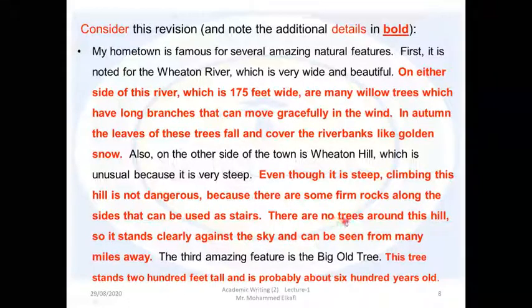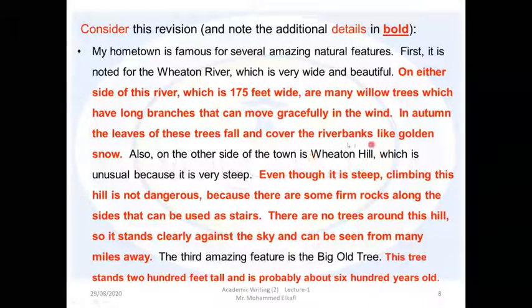There are no trees around this hill. So he described the hill. There are no trees around this hill, so it stands clearly against the sky and can be seen from many miles away. So this is also the supporting sentence, or sorry, the detailed sentence, about Wetton Hill.